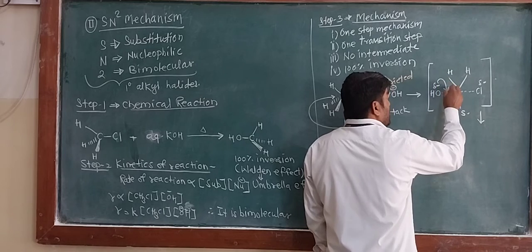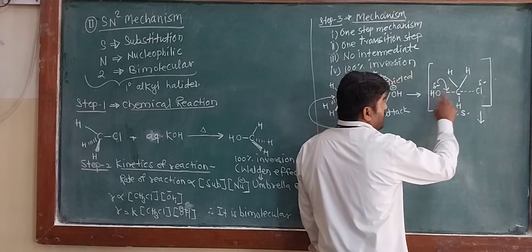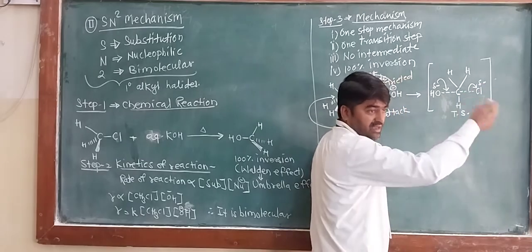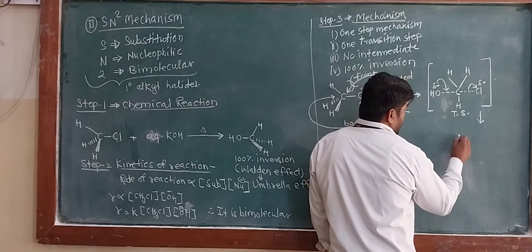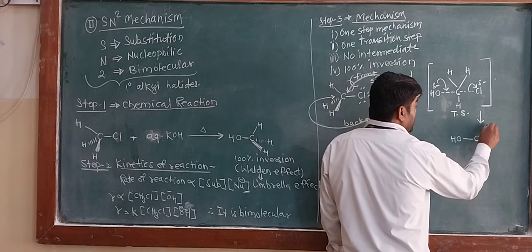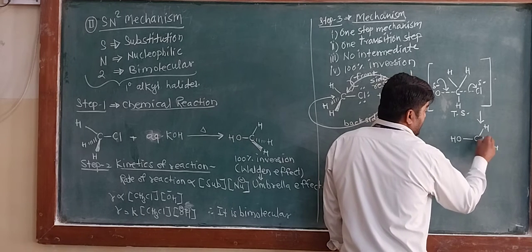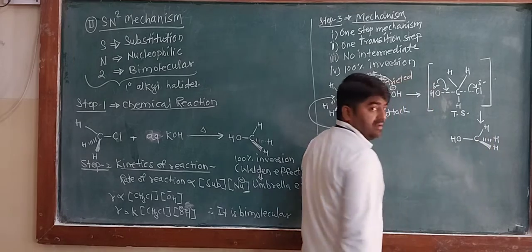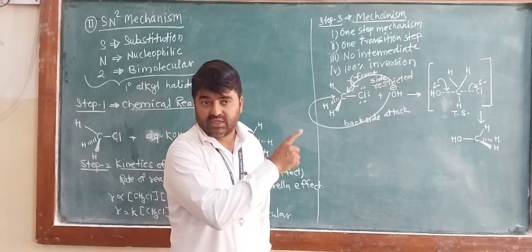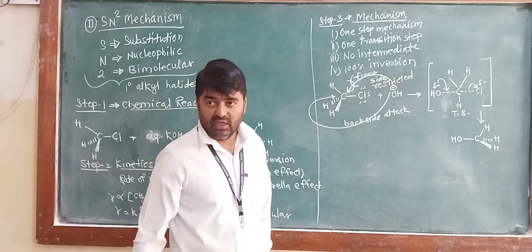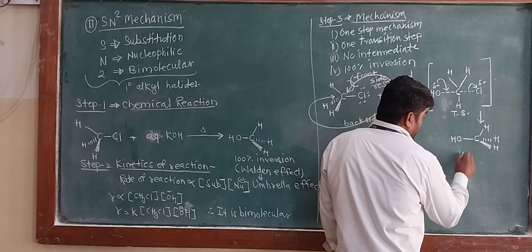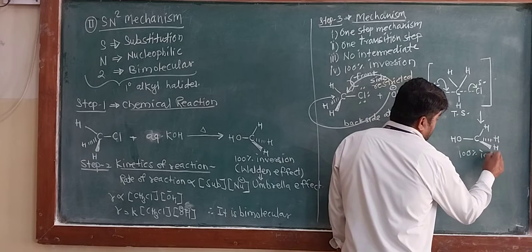There is a permanent bonding between carbon and OH, and it simultaneously involves the detachment of the chlorine. So what you get? You get an OH attack from the backside. Then here is the carbon atom, there is the hydrogen and hydrogen. Right? So there is a 100% conversion of a reactant to the product through the Walden effect, through the backside attack.